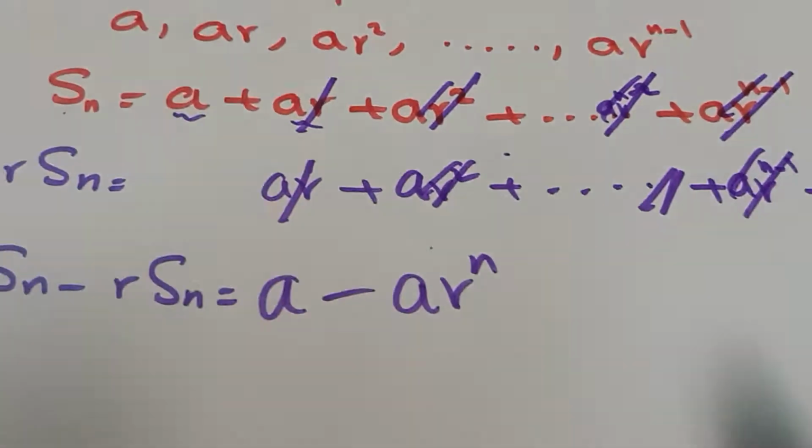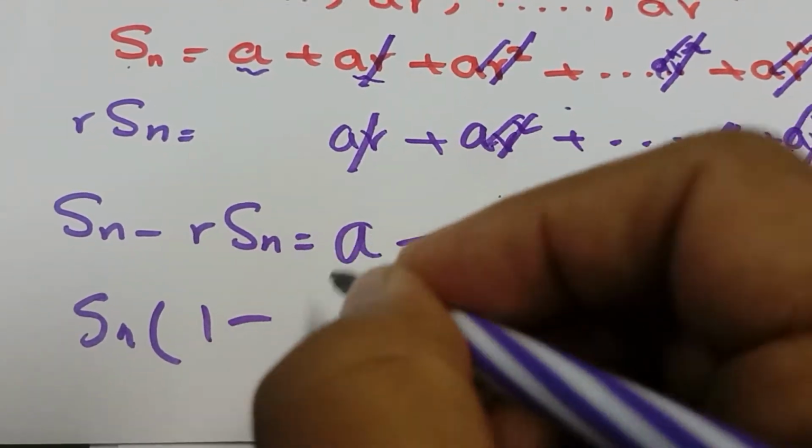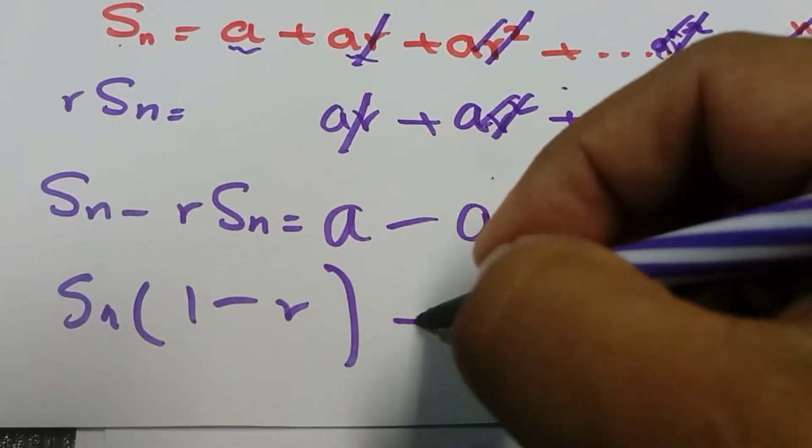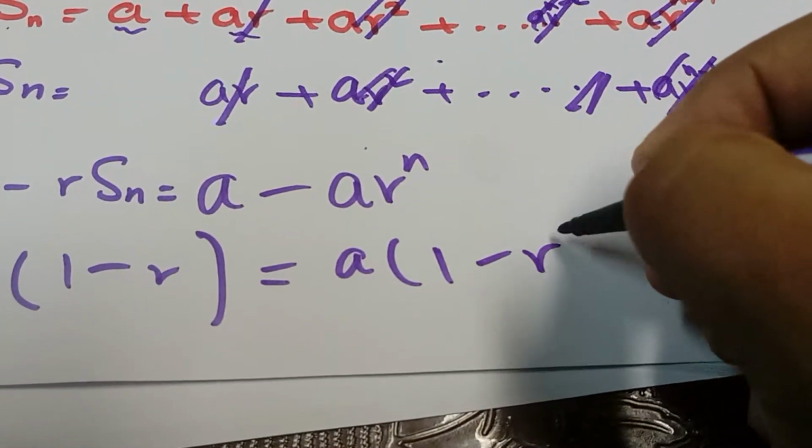Now we need just to take S_n as a common factor here, which is 1 minus r, equals, we can take a as a common factor, which is 1 minus r to the power n.